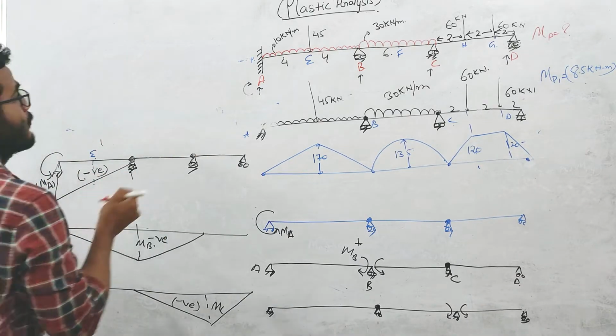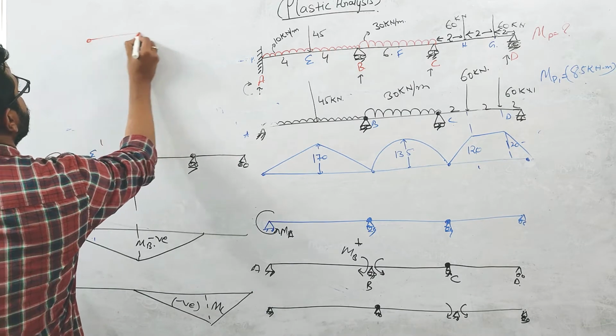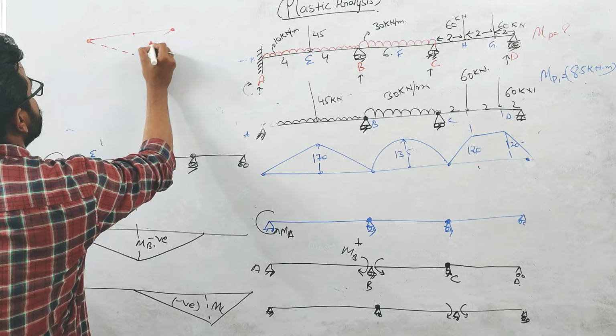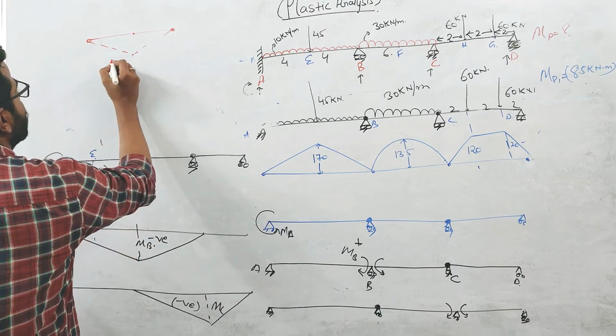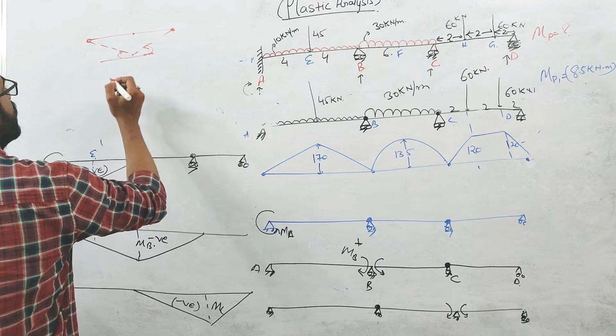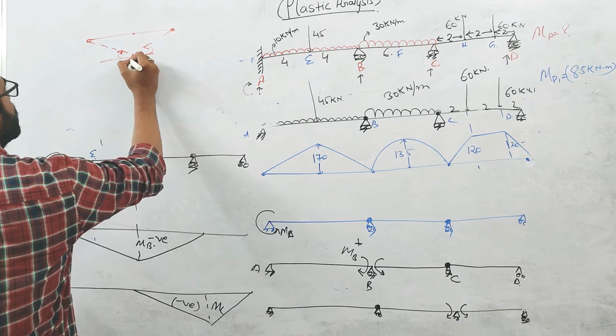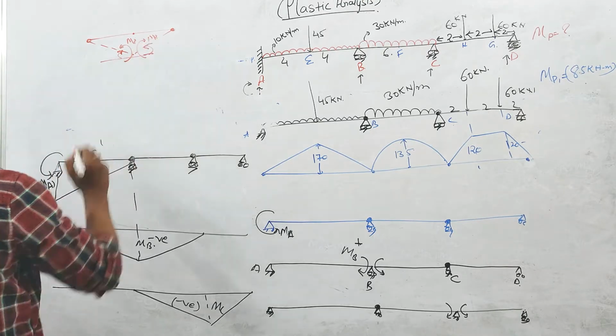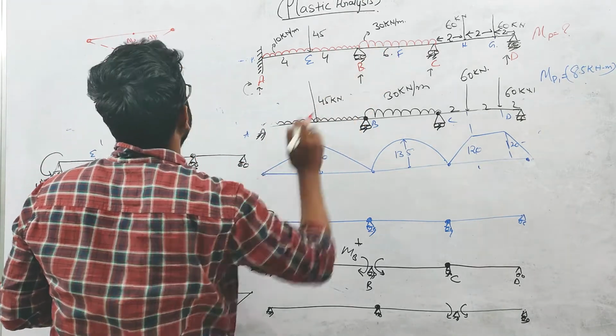For the plastic collapse of the BC portion, the plastic hinge will form at B and at C, and that's at the midpoint. During the collapse, it will deflect like this. This is the direction of the rotation. To oppose the direction of rotation, there will be moment MP, and here again the moment will be MP. So moment MP is sagging over here, so it will be positive.